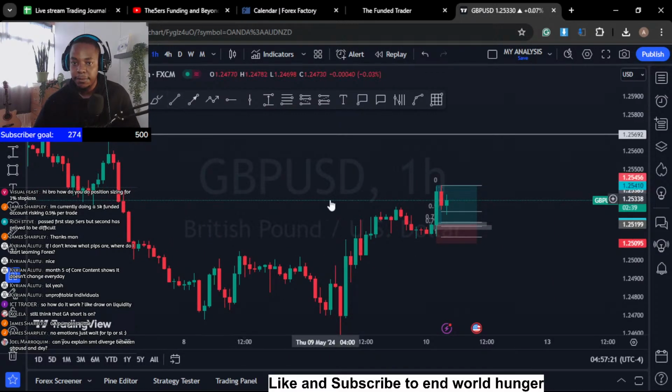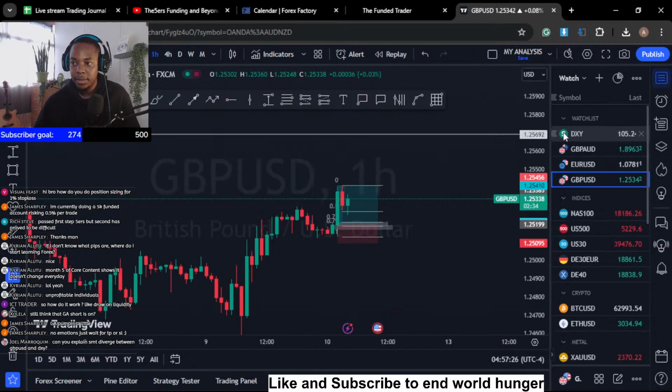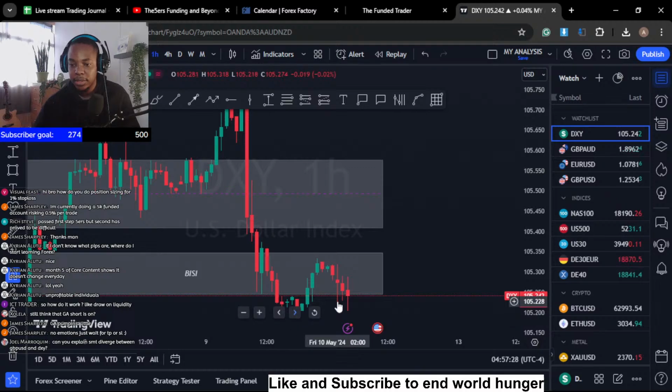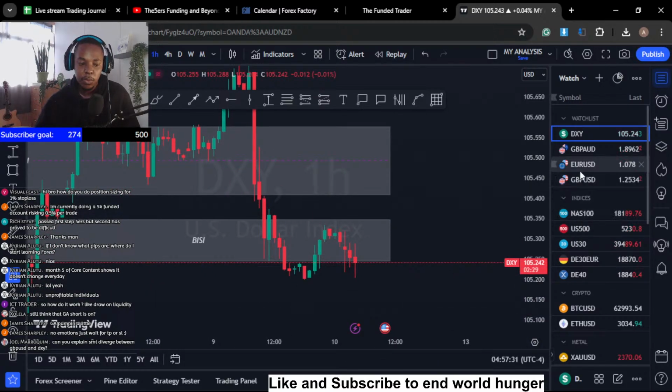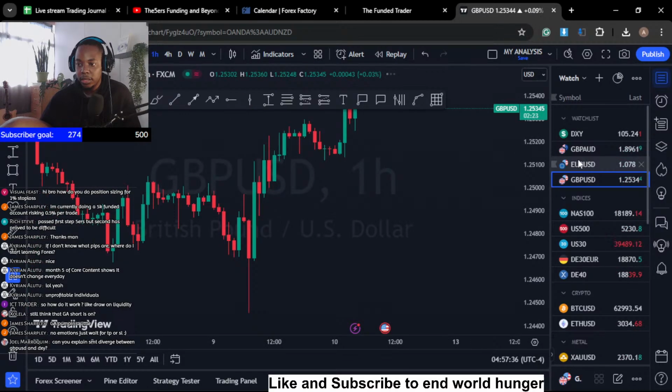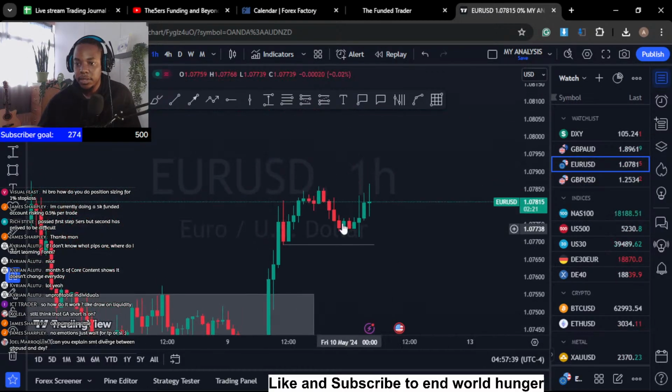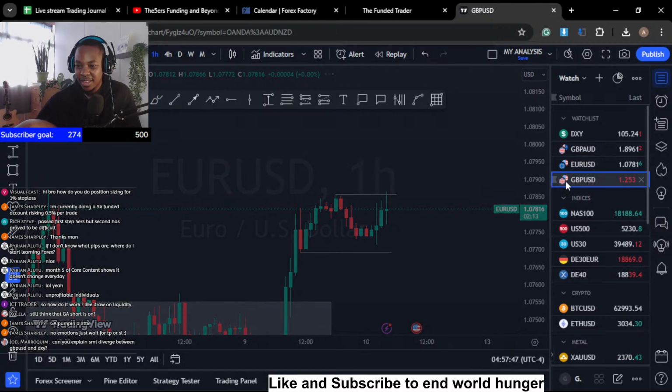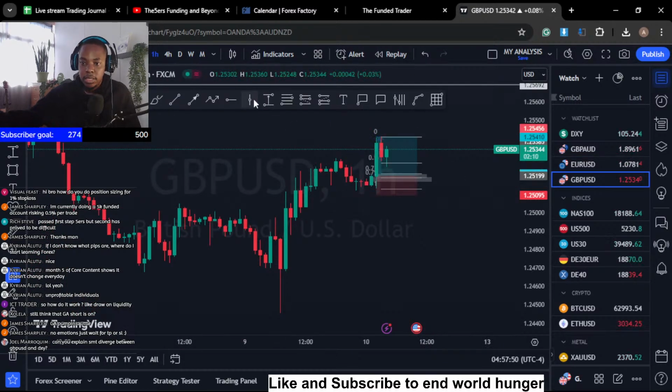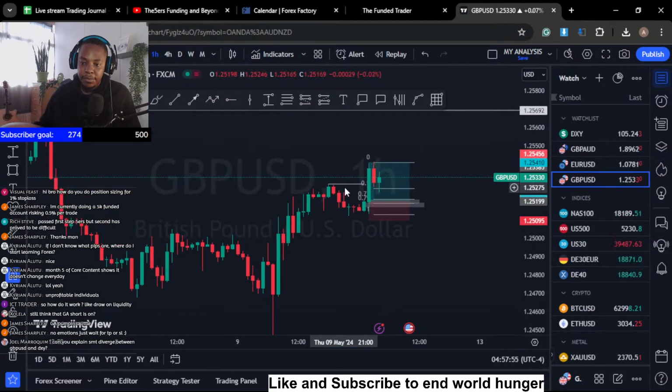So if GBP took out buy side here, you should expect the DXY to take out sell side. The best way for me to do the SMT is with the GBPUSD and the EuroUSD. As you can see here, the EuroUSD did take out that buy side liquidity, and GBPUSD also did take out buy side liquidity, but we're currently getting higher prices than the EuroUSD.